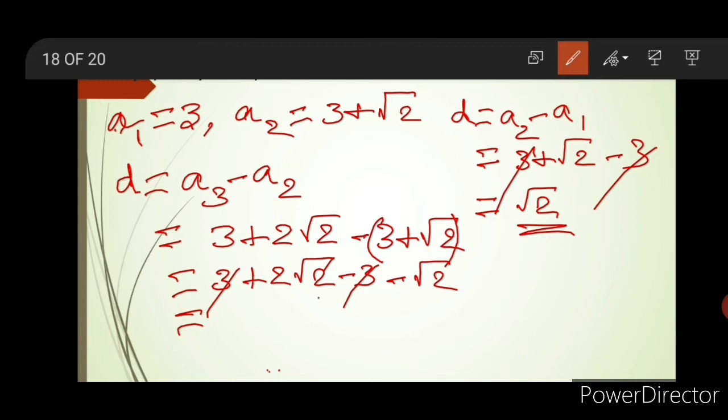See here, 1 is the number here. Now 2 minus 1 is equal to what? 1. We need not write 1 here. Root 2 is the common term. So write 1 root 2 or root 2. So d is equal to root 2. Again d is equal to root 2.